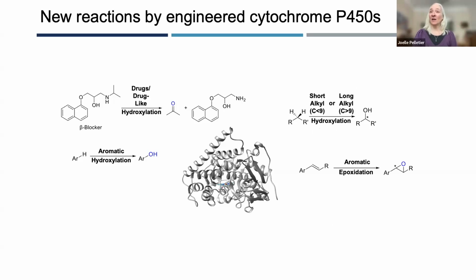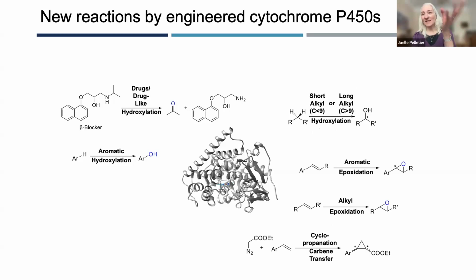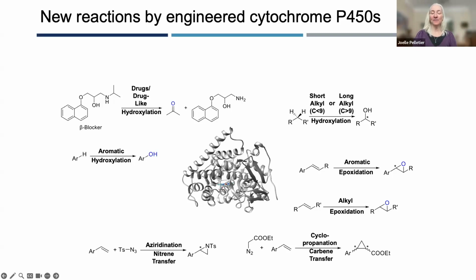Epoxidation, aromatic epoxidation can occur, alkyl epoxidation. Of course, the epoxidation is always on the same group, but the R groups can be different. Carbene transfer has been engineered in for cyclopropanation. This was along with this next reaction, the nitrene transfer for aziridination. These two reactions were among the Nobel-winning reactions of Frances Arnold in 2018 for the directed evolution, and there's other reactions too. So all these reactions can be catalyzed by variants of cytochrome P450s.